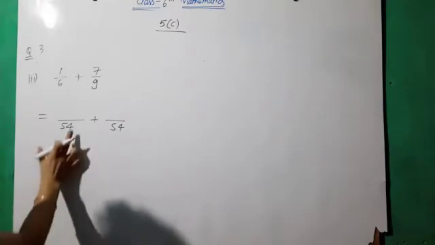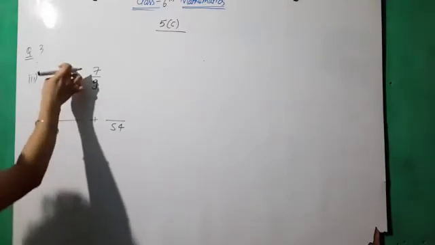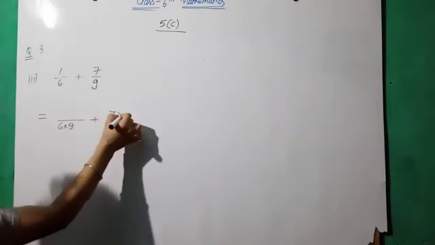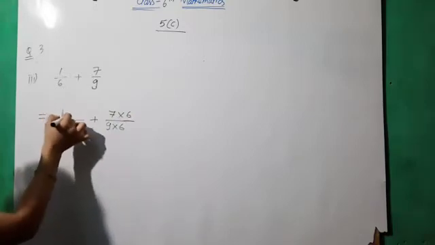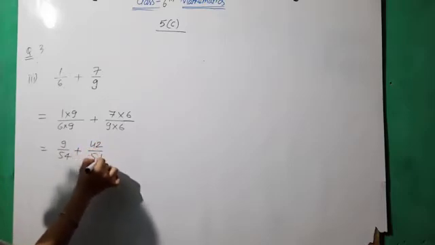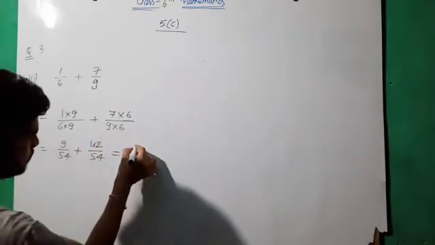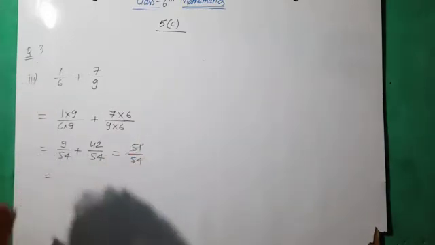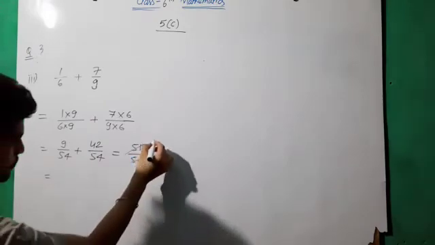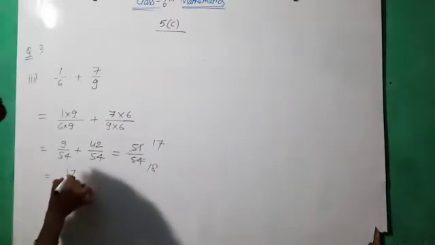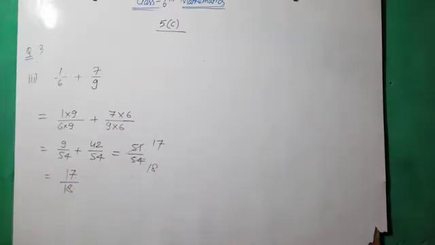54. Okay, to check how we multiply: 6 into 9 is 54, and here 9 into 6, so we multiply 7 into 6 and 1 into 9. So the answer is 9 upon 54 plus 42 upon 54. 42 plus 9 is 51 upon 54. Now we simplify by dividing both numbers by the common digit 3. 3 17s are 51 and 3 18s are 54. So our answer is 17 upon 18. You have to remember the tables, so that the answer will be easy.